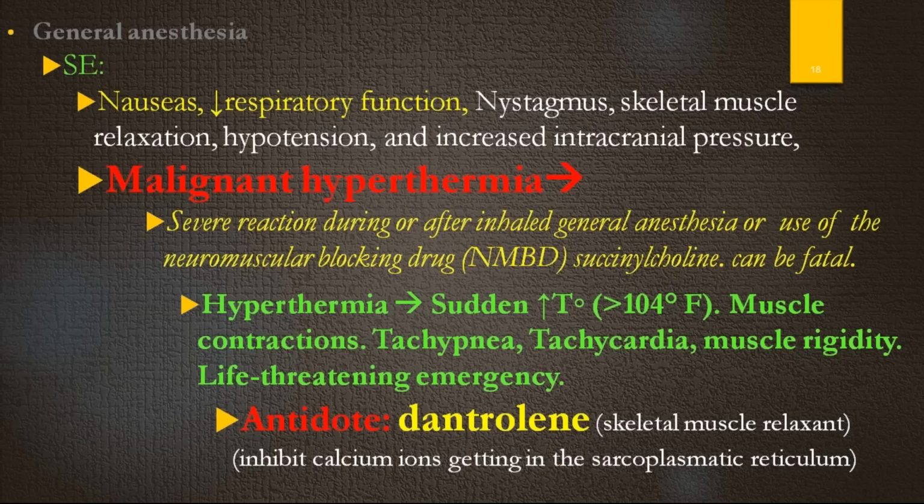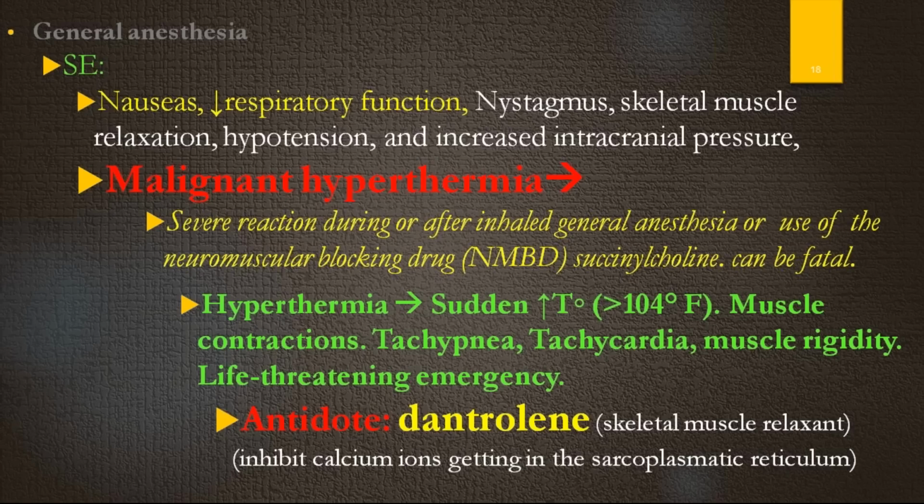First of all, when you have a patient who is in the post-op, suddenly they can start reacting and having some signs and symptoms of malignant hyperthermia. This increases the temperature to more than 104 Fahrenheit, muscle contractions. They can have tachypnea, so the respiratory rate increases, tachycardia, muscle rigidity, a life-threatening emergency. They can actually have some contraction of the diaphragm, and the patient can die from suffocation.